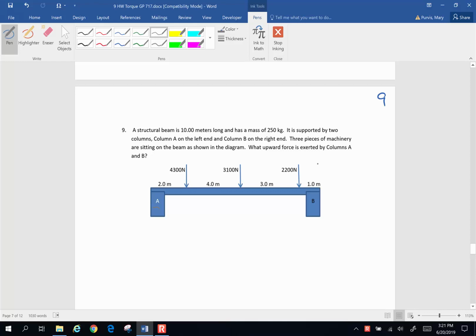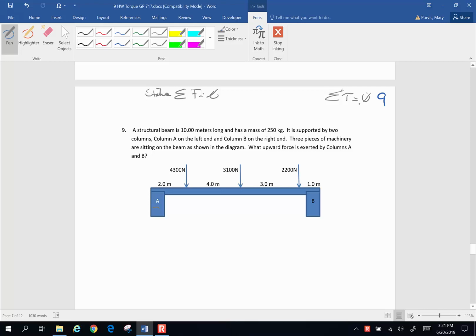This is a sum the torque problem. Now, it might not obviously feel like a sum the torque problem, but we have a static situation. When you have a static situation, that means the sum of the forces is going to equal 0, and that also means the sum of the torques is going to equal 0.